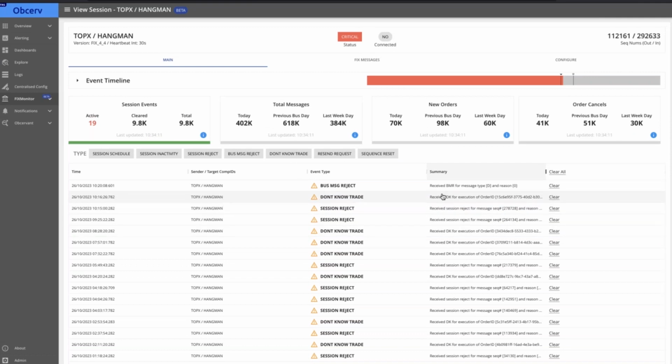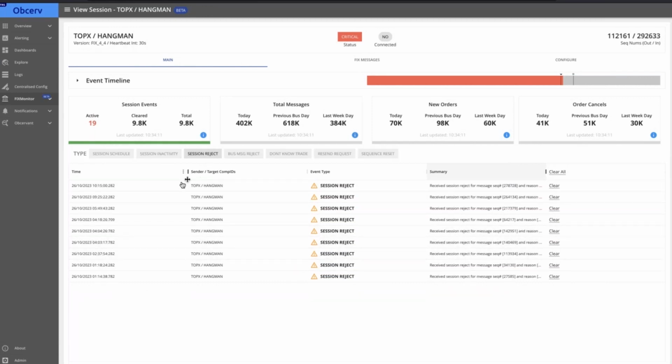I can see every single message that goes between them. I can break this down to see their schedules, when they've been inactive, all the rejects that are here. So if I click on here, I just see the rejects for the counterparties and what session, who's talking, whether it's a business message rejection, whether it's a resend request. So there's a lot of information I can have here.